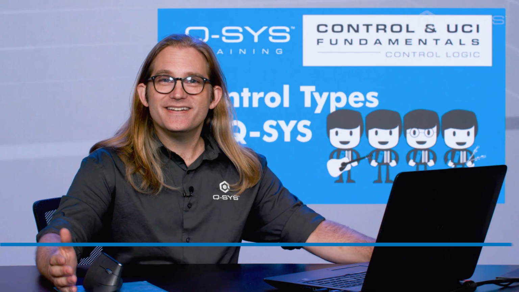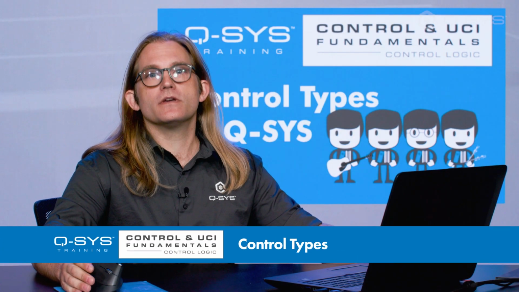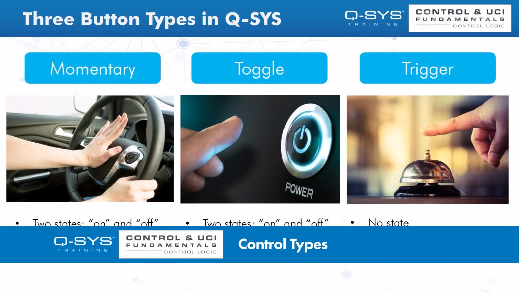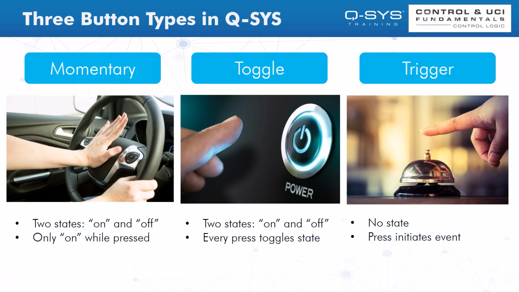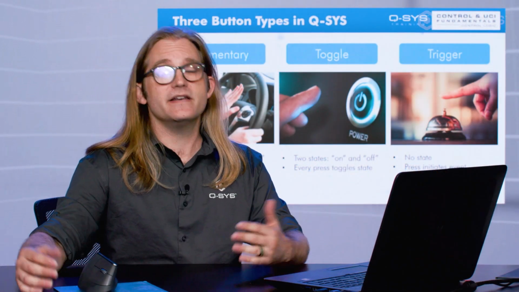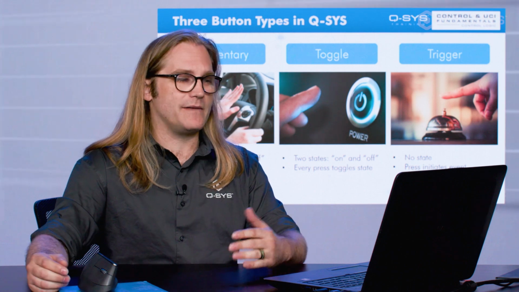All right, welcome back. So now we're going to get into the control side of the course. Let's take a look at the 3 different types of buttons that we have in Q-SYS that we're going to be using as we move forward in this class. We have momentary buttons. Those are, as you can see by the graphics, sort of like a car horn. When you press it, it's on, and when you release it, it is then off. So that being the true state and the false state.